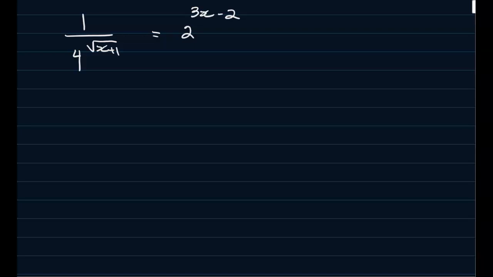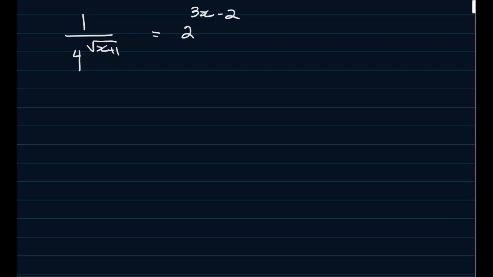All right, let's look at this equation. We have (1/4) with the exponent of the square root of x plus 1, and that's equal to 2 to the 3x minus 2. The first thing we have to do is make sure that the bases are the same on both sides.